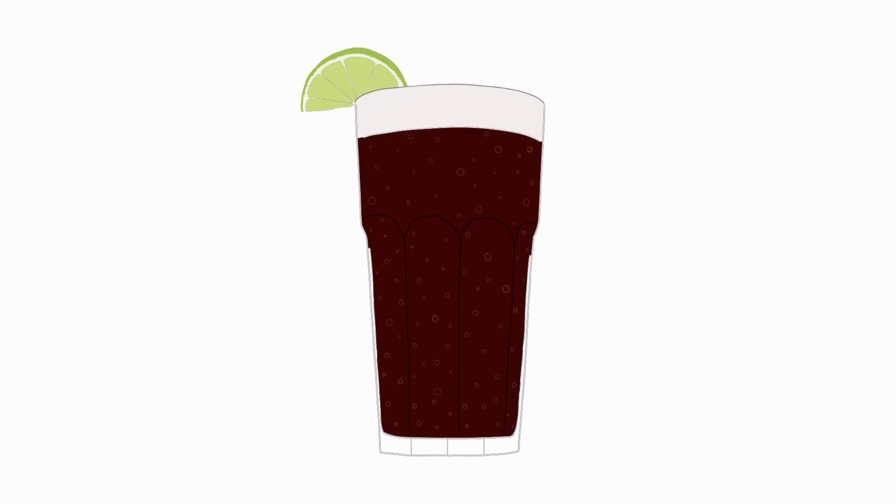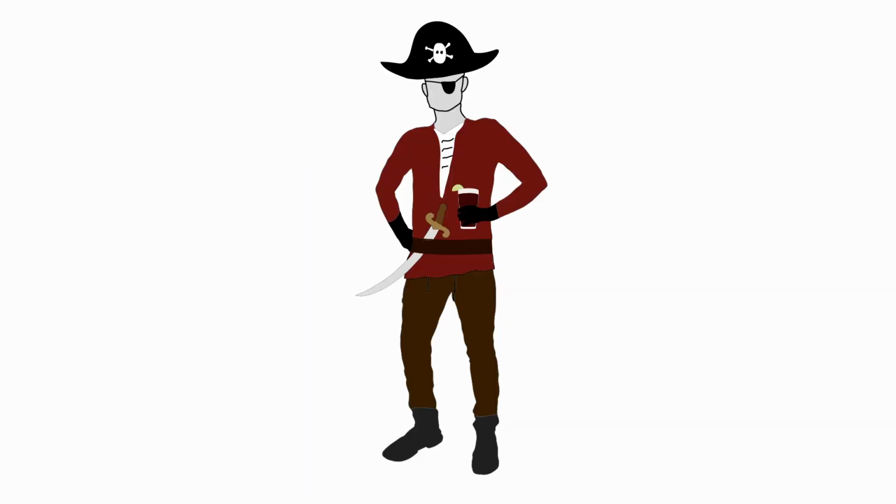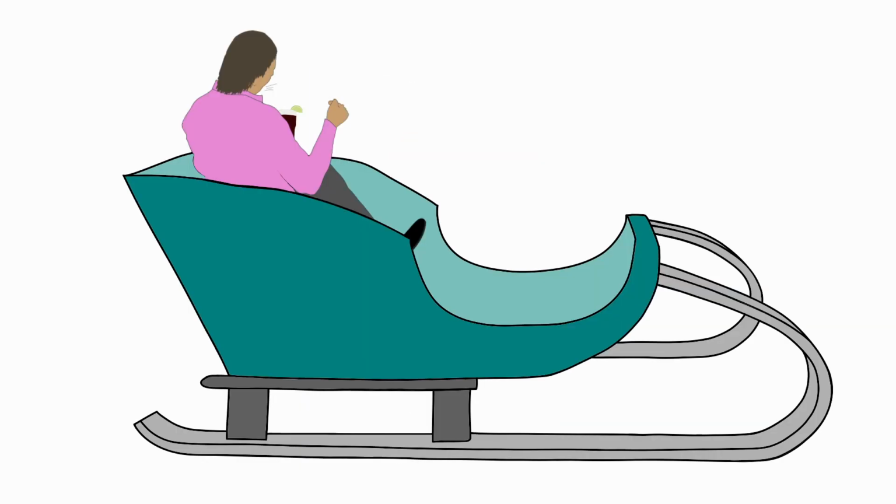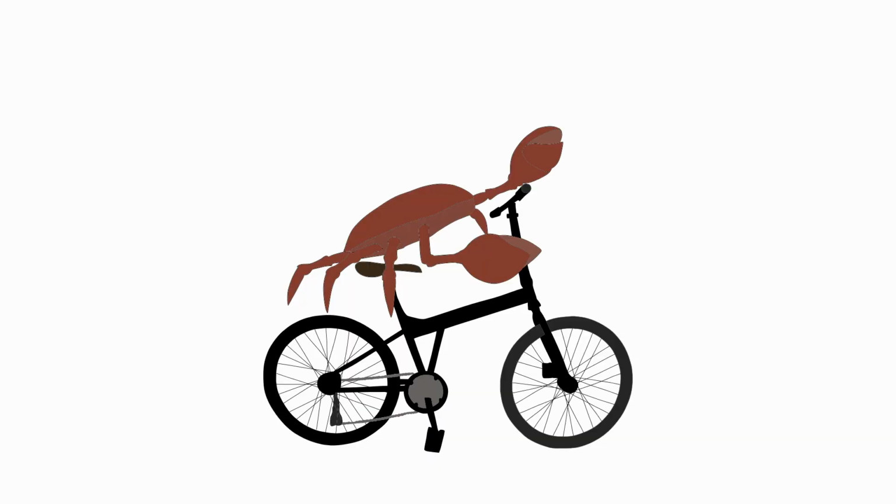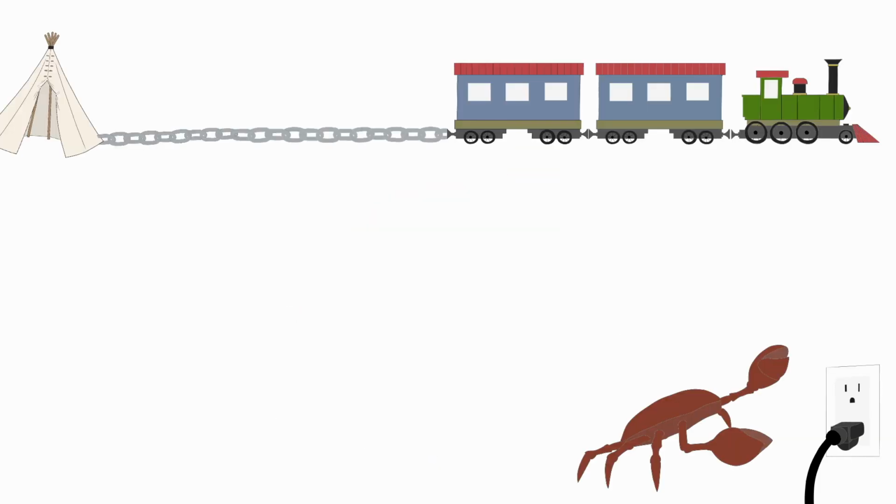Now the quick version. A glass of cola with a lime is taken by a pirate to a director in a pink shirt who calls action and sits in a teal sleigh. They film a crab on a bicycle. The crab dismounts and plugs a cord into an electrical outlet that powers a miniature train with a chain attached to it that pulls a teepee.